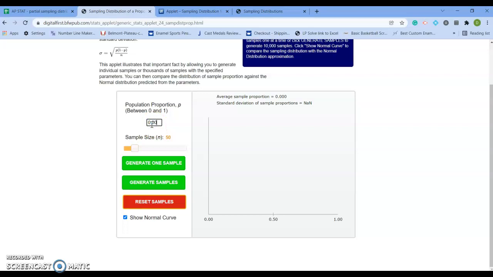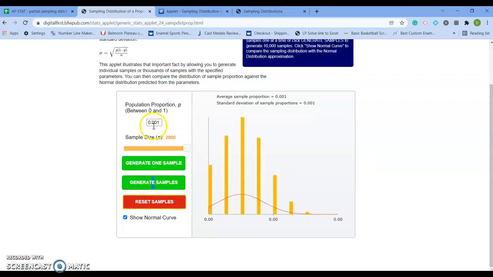I'm going to try a really small proportion. You can see it's pretty skewed right. Increase the sample size. Still pretty skewed right. Increase the sample size. It's getting a little bit less skewed. And less so. So it's a combination, right? A combination of sample size and population proportion that gets us this normally distributed sampling distribution.